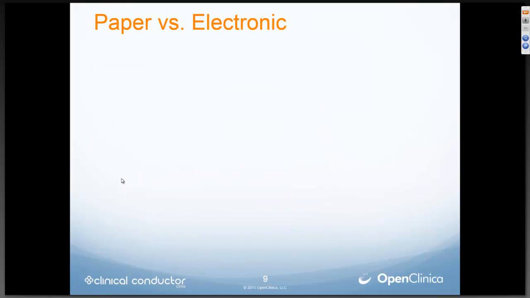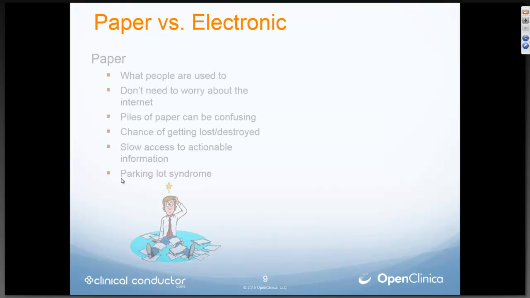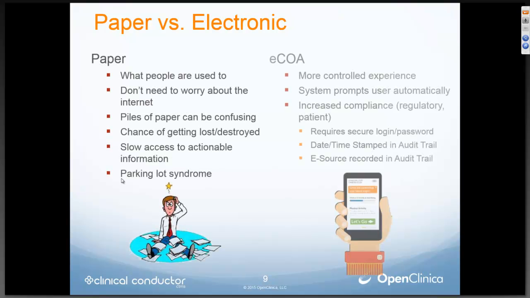So let's take a quick look at comparing paper versus electronic PRO modalities. In the paper world, paper is what a lot of people are used to, so at a certain level, it's the devil they know. When you have paper, you don't need to worry about the internet, but piles of paper can be confusing, and some of the diaries and some of the questionnaires that are sent to patients are quite voluminous. Paper, of course, has a greater likelihood of getting lost or destroyed. It also provides slow access to actionable information.